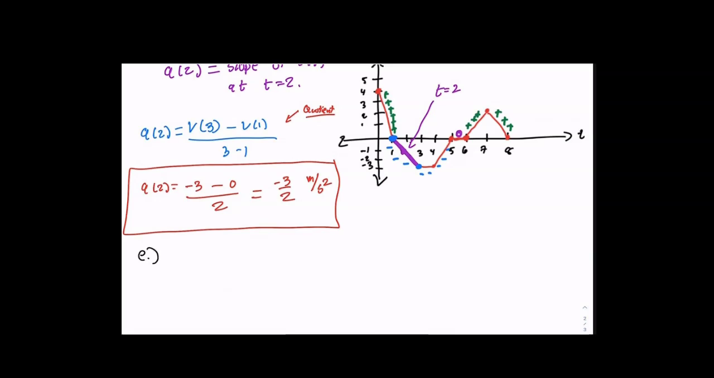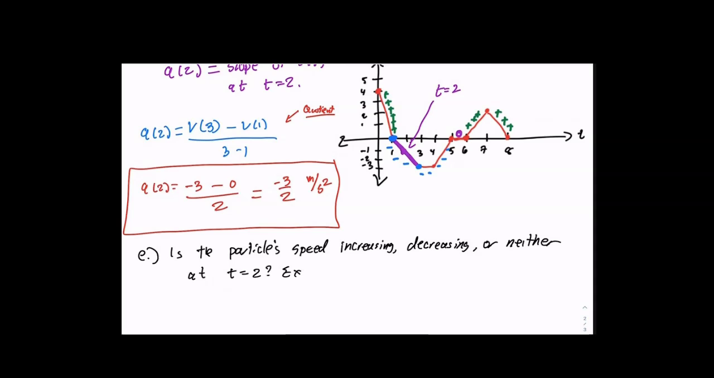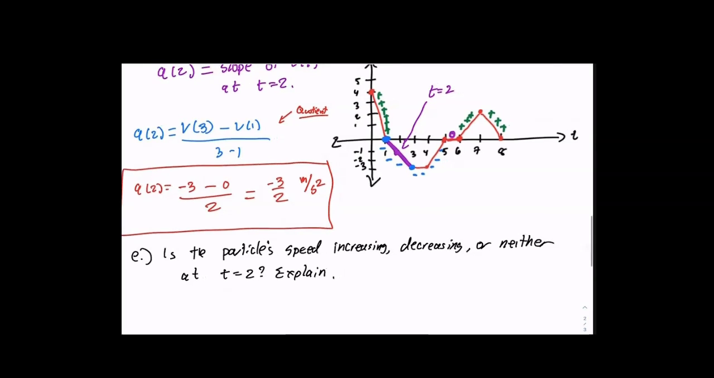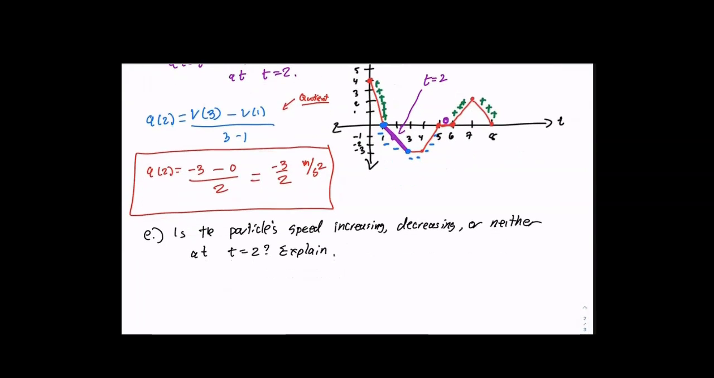E: Is the particle speed increasing, decreasing, or neither at t equals 2? Explain. Okay. When I see speed increasing, decreasing, I need to think of what?